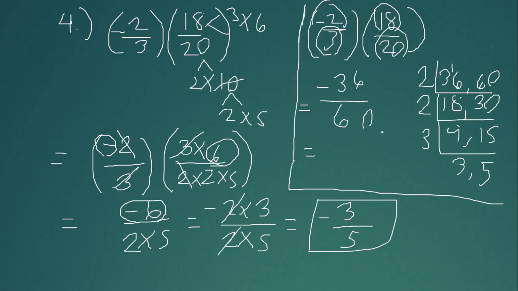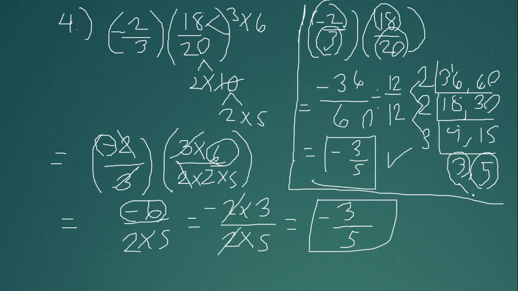Okay, so ang score natin ay 3/5, divided both sides by, multiply natin 2 times 2 times 3, we have 12. Divided both sides by 12. So the answer is negative 3/5. Final answer.